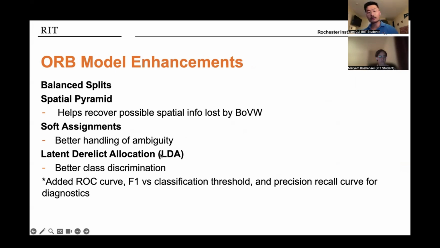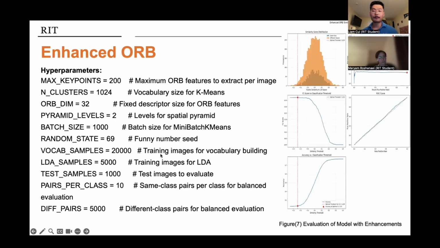But what was really helpful was that we started using soft assignments instead of hard quantization, where a word is only assigned to one feature. We could assign partial word assignments to features, and so it just gives you more discrimination. We were able to leverage this using LDA, which is a machine learning technique. We also added more diagnostic tests to see if there would be any future problems, but these don't solve any of the problems. And so as you can see, the data still sucked.